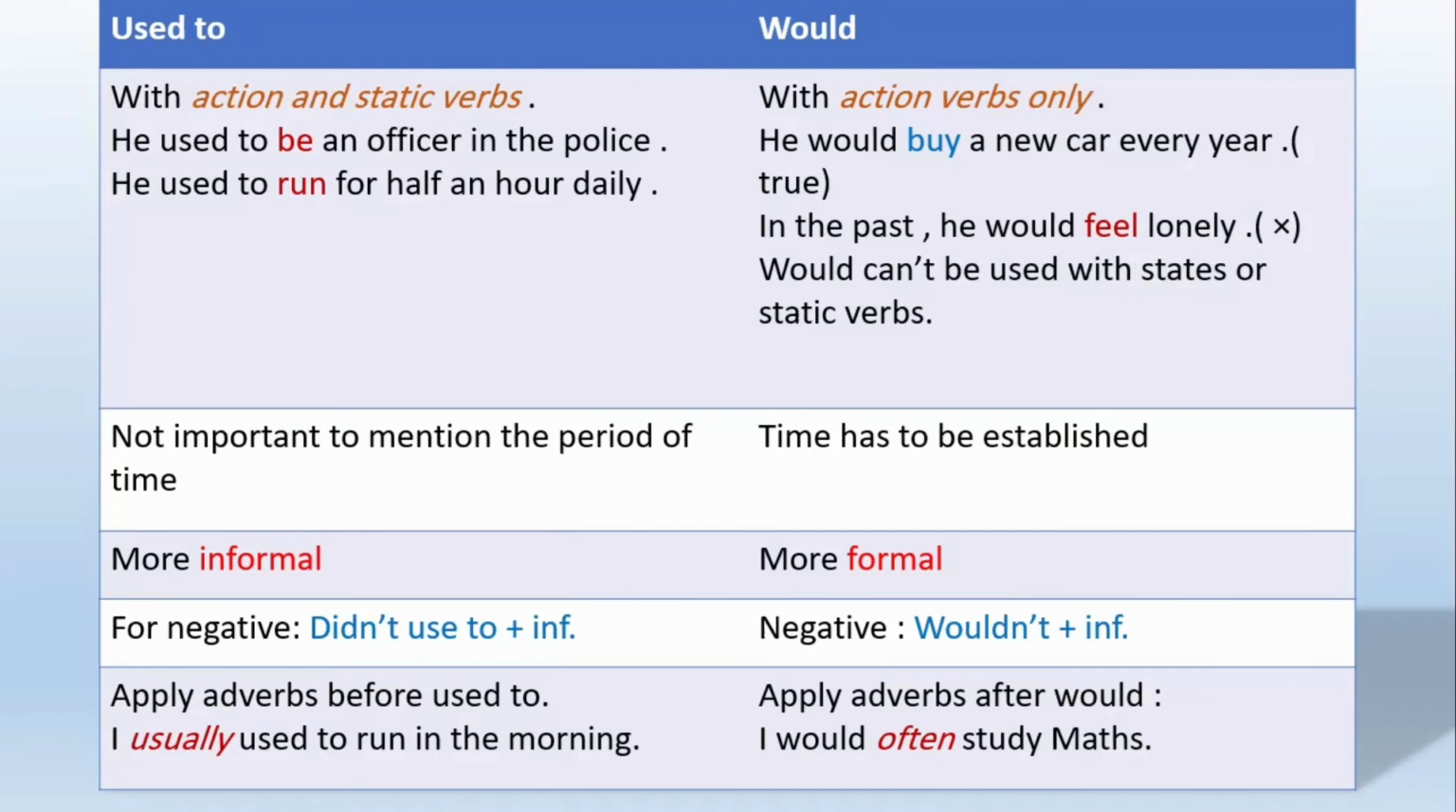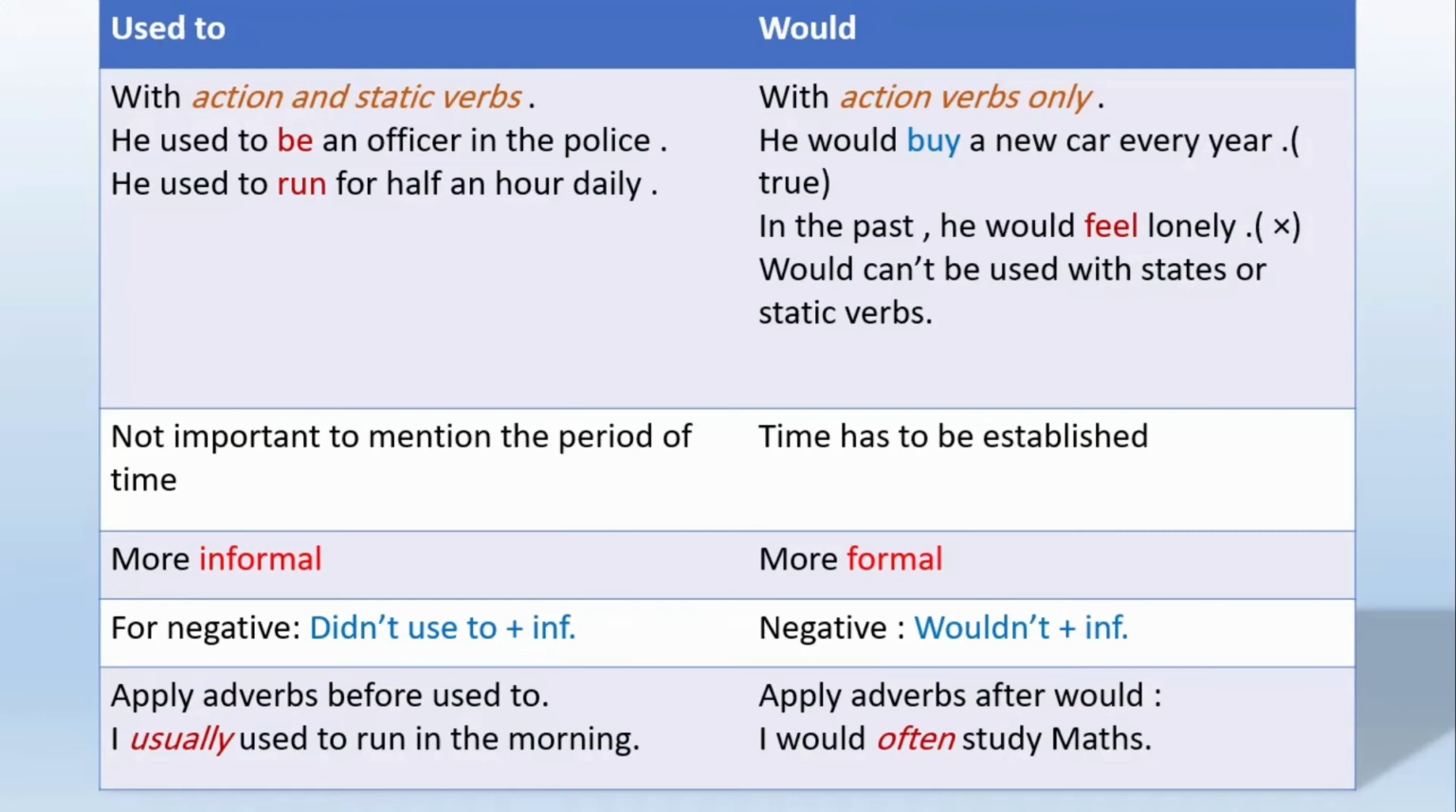We don't need to state the period of time at the time of the verb with used to, but we do need to state the period of time with would. Used to is more informal, to be used in spoken language, in conversation, but would is more formal, to be used in writing, mostly in writing.